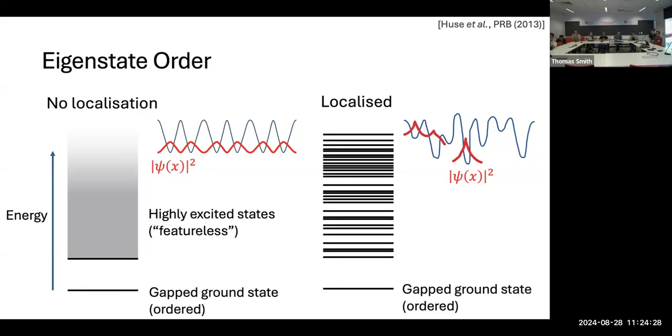But then all these highly excited states are also just simultaneous eigenstates of these commuting projectors. So these highly excited states can also support different kinds of order. They can also break symmetry. They can also have topological order. So this is called eigenstate order: even if you're extremely far from equilibrium, these highly excited states can still support the same kind of order as a ground state has in a delocalized system.